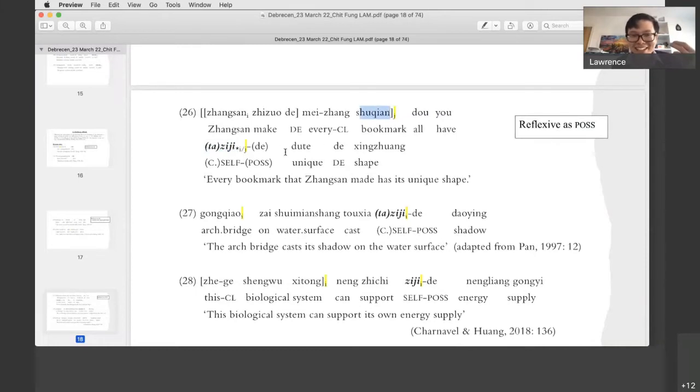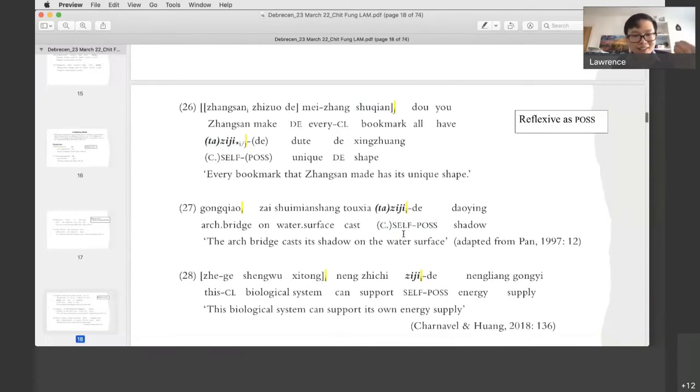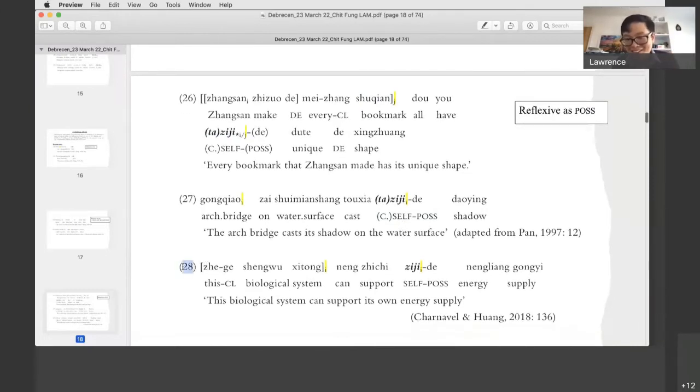Similarly, in the sentence from Pan, the arc bridge casts its shadow on the water surface. Its shadow, so we use the reflexive here. We know that it's talking about a bridge, and the bridge is inanimate. And in example 28, a sentence from Jennifer Wen Huang, this biological system can support its own energy supply. Again, the system itself is inanimate.